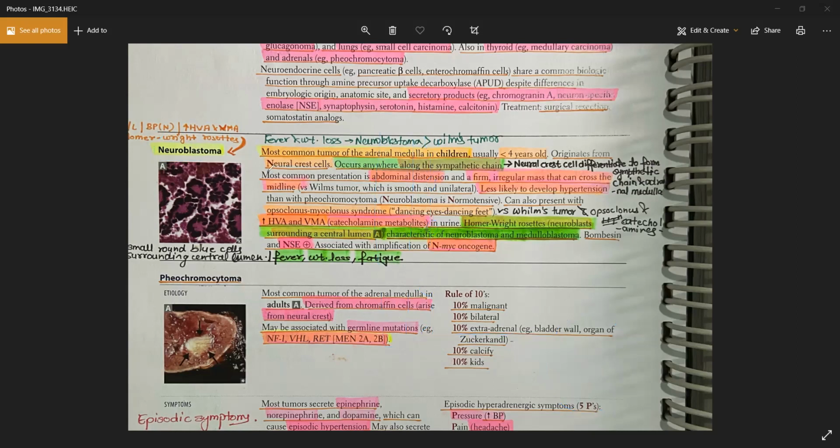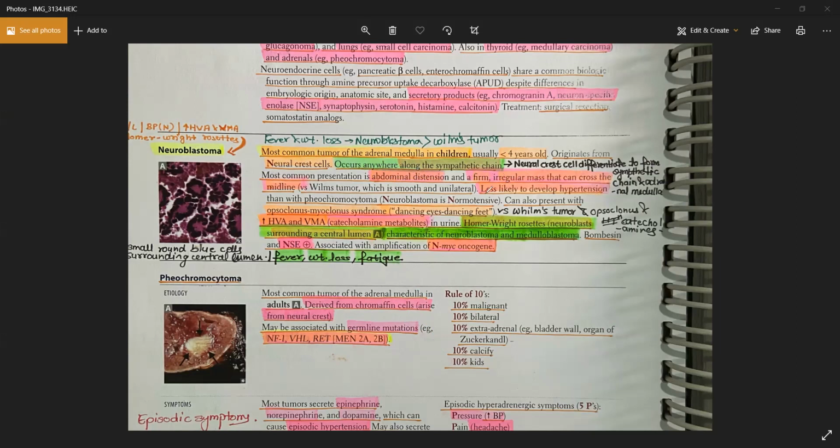Okay, but the most common presentation is abdominal distension, a firm and irregular mass that can cross the midline. And it is very important to differentiate it from the Wilms tumor. Because Wilms tumor is always very smooth. It is not firm, it is not hard, it is smooth, and it is unilateral. But this tumor is kind of bilateral type. It can cross the midline, and it is very irregular and hard.